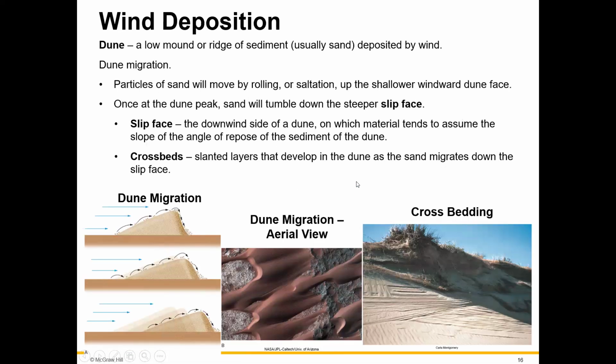Wind deposition. So that was erosion. This is deposition. Typically, you think sand dunes, although it's not the only deposition you can get. Sand dunes are pretty much just where the wind dumps piles of sand it has picked up. They move through time because the wind continues to blow.